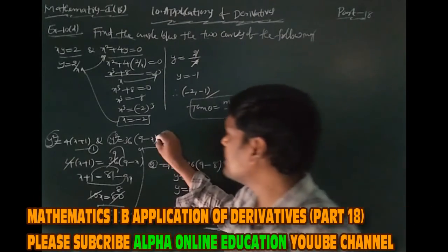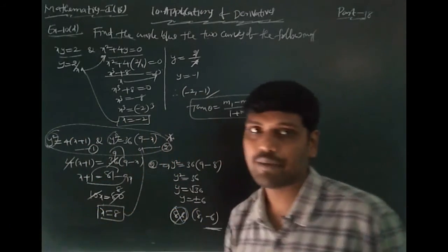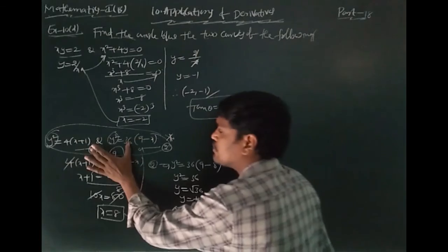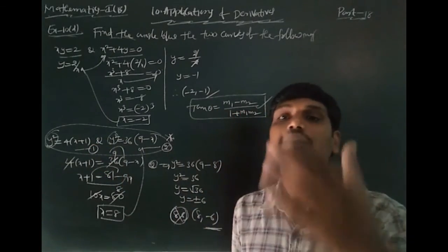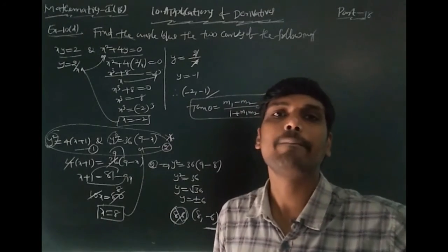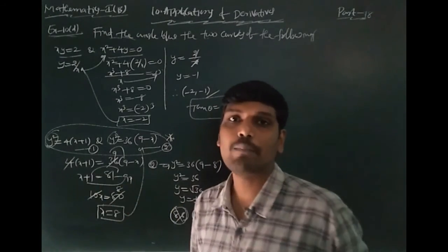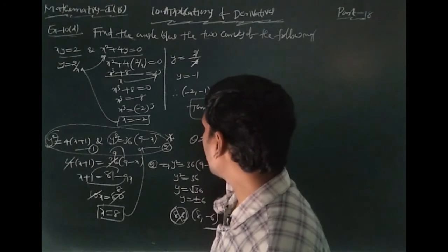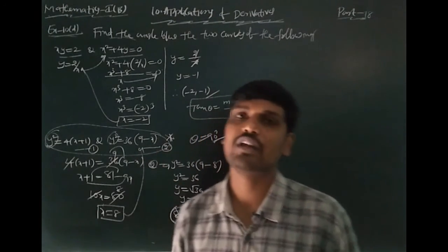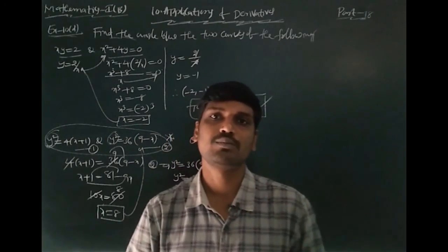This is a very important, repeated problem in the IB examination. Sometimes this problem asks: the angle between these two curves is 90 degrees, or show that the two curves are mutually perpendicular. That is why this angle value is 90 degrees. You can prove it. This is very important. This is the angle between two curves model problem.